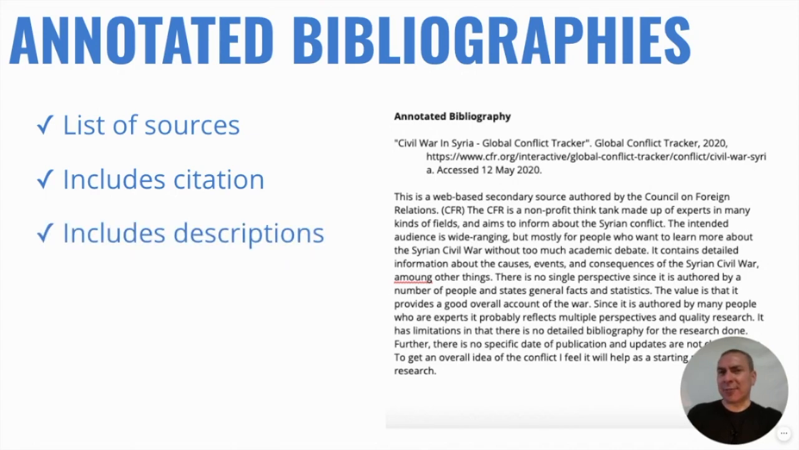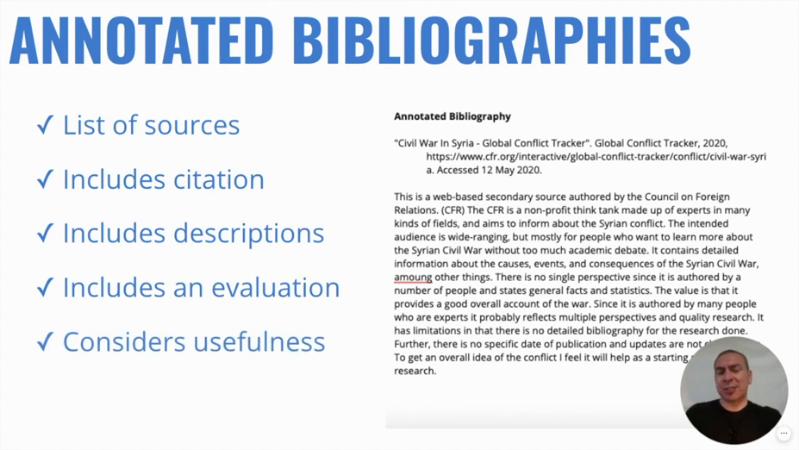But there's a paragraph there. Ooh, a paragraph, right? What goes in that? Well, there's a description of things like the authors, the kind of source that it is, when it was created. It also talks about the content with an evaluation of the strengths, the values, the weaknesses, the limitations of the source. It also includes a consideration of the usefulness of the source. Why is this source specifically going to be good for my investigation?